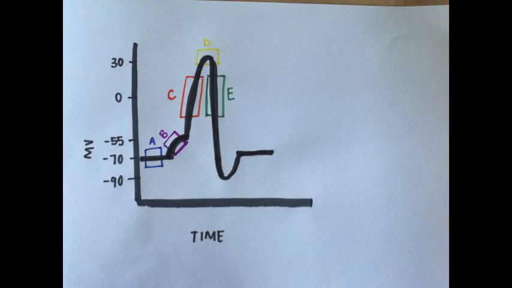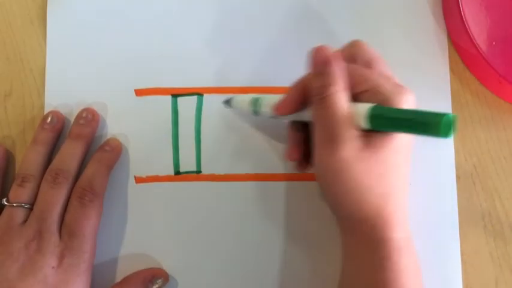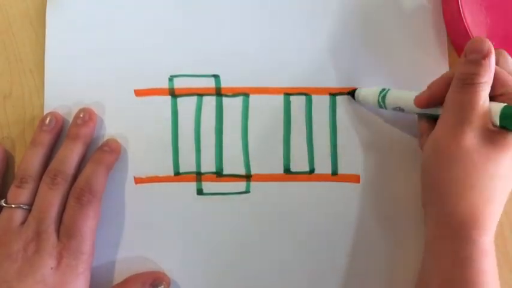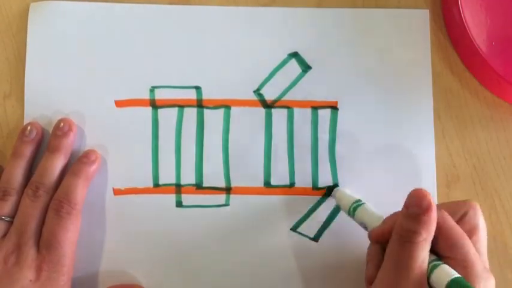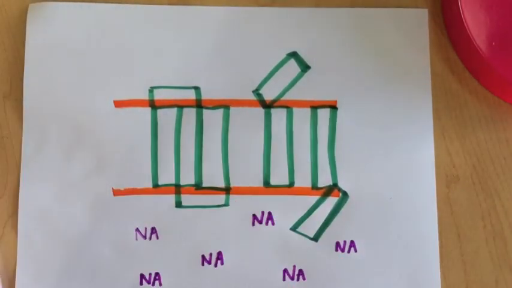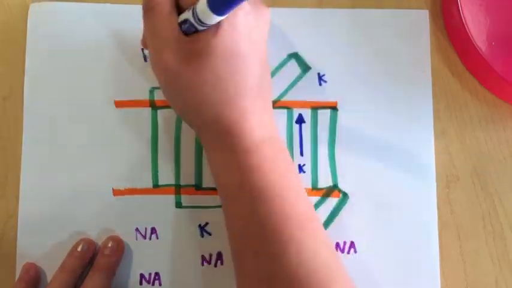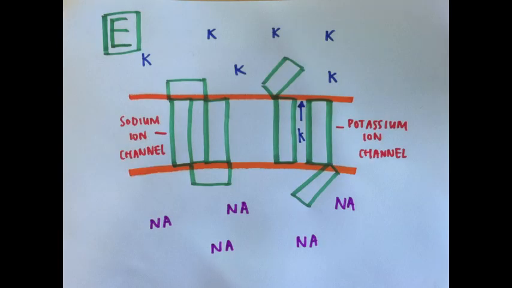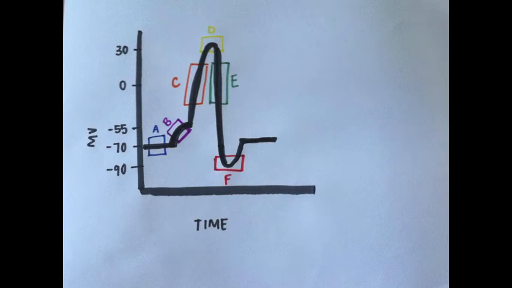Once the potential hits positive 30, the sodium ion channels close, allowing the potassium ion channels to open. The potassium ions then flood out of the axon. This is called repolarization, as you can see in letter E. Repolarization is when the potassium ions flow out of the axon, making the inside potential a lot more negative. Just like sodium, potassium wants to reach its equilibrium potential of about negative 80.